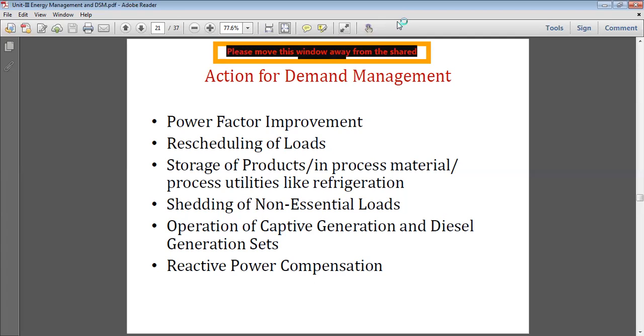So the second method is that we can install a demand controller. For example, say our maximum demand is 300 kVA. We will set our maximum demand controller equal to 290 kVA. As soon as the demand increases to 290 kVA, it will automatically switch off one of our feeders. Now we have to choose which feeder to be switched off.